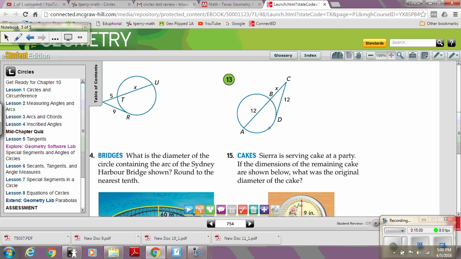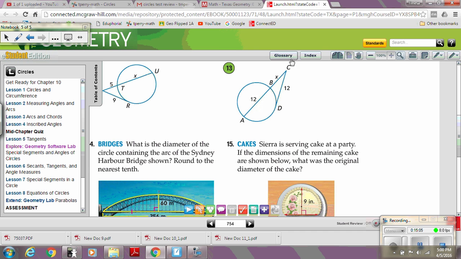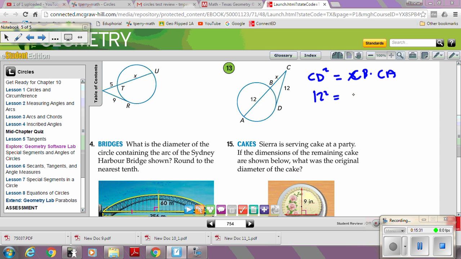Number 13, we have a tangent and we have a secant. So it's 10.17 again. The tangent is CD. So it'd be CD squared is equal to the outside part of the secant, which is x, or sorry, CB, times the whole secant, which is CA. So CD is 12, so that's 12 squared equal to CB, which is x, times CA, x plus 12.